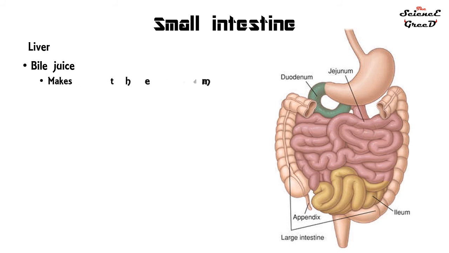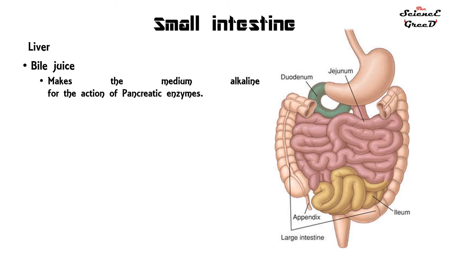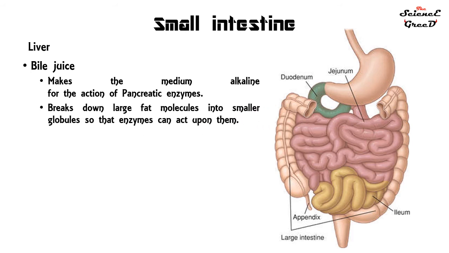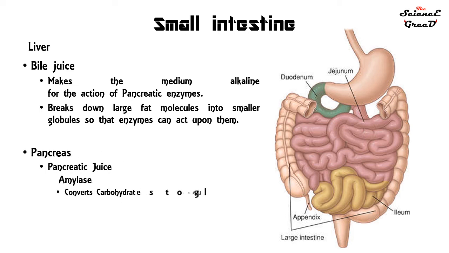1. Makes the acidic food coming from the stomach alkaline so that pancreatic enzymes can act on it, and 2. Bile salts break the fats present in the food into small globules, making it easy for the enzymes to act and digest them. Pancreas is a large gland which lies parallel to and beneath the stomach.